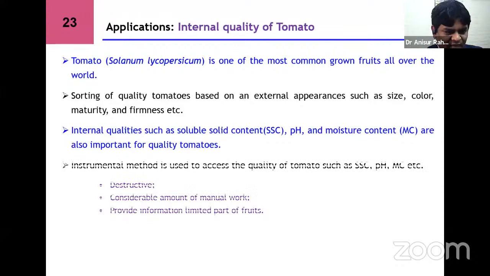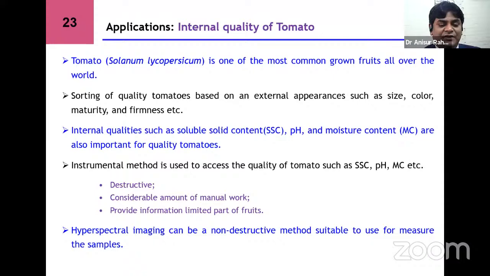Nowadays, people use destructive methods, which need a considerable amount of manual work and provide information on only a limited part of the food. If you want to measure the SSC, you press the tomato, take the juice, and use the refractometer to read the percent Brix. This is a destructive method. You cannot use this tomato further. So hyperspectral imaging is a non-destructive method, suitable for testing the sample easily.